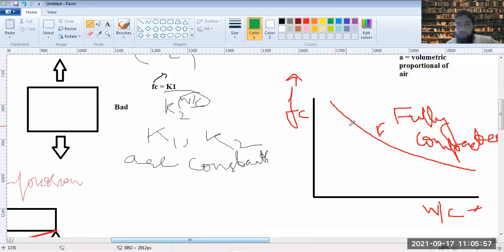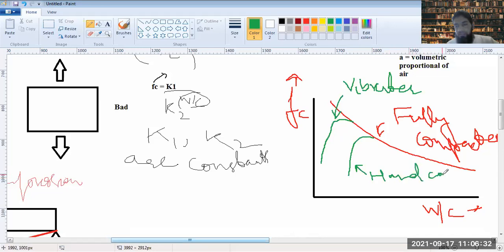But when it's not fully compacted, it may be insufficiently compacted, say with a vibrator used but full vibration not achieved. So the curve would first go like this and then come down like this. When it's hand compacted by a tamping rod or something, the curve would look like this. This is hand compacted.